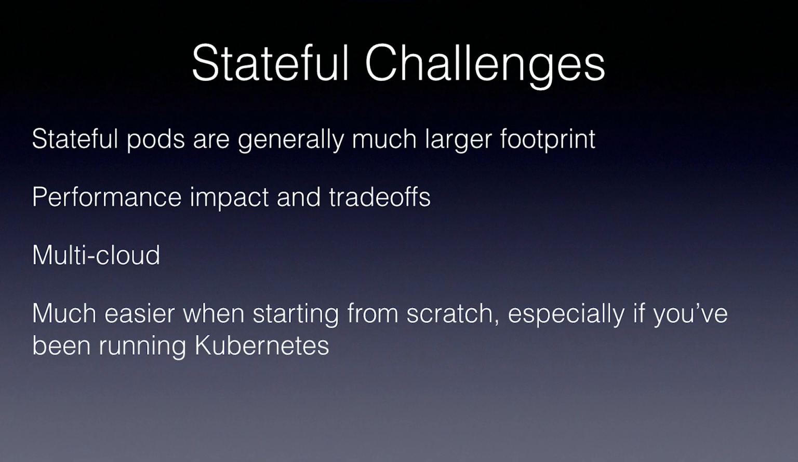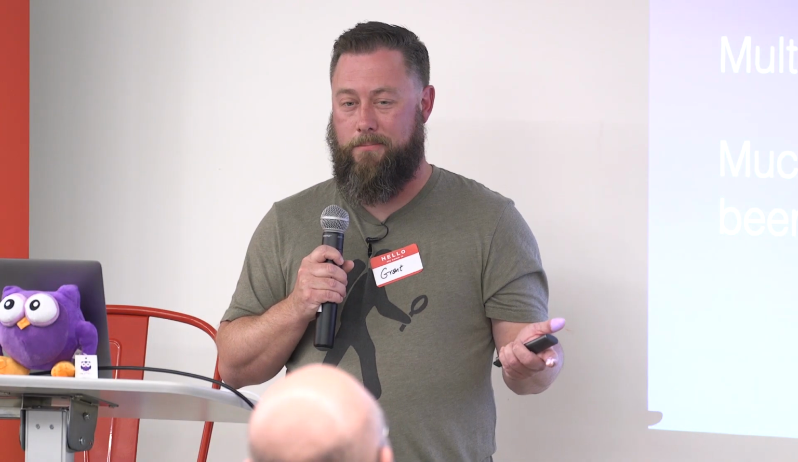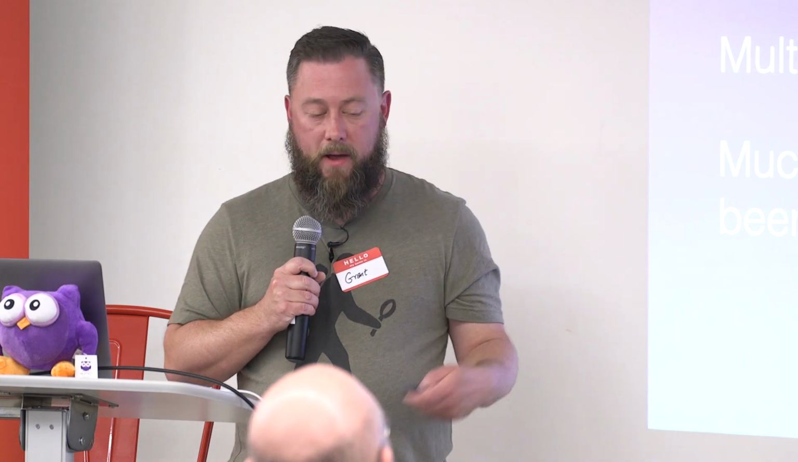Stateful pods are generally a much bigger footprint. When I run Humio in a Kubernetes cluster, I'm giving it 64 gigs of RAM. My Kubernetes cluster looks way different than yours when I'm running my database that's pumping in many tens of terabytes a day. I'm willing to accept that trade-off because it's easier for me to manage, even in a Kubernetes cluster where a worker node's maybe running 1 or 2 pods. So there are performance impacts and trade-offs.